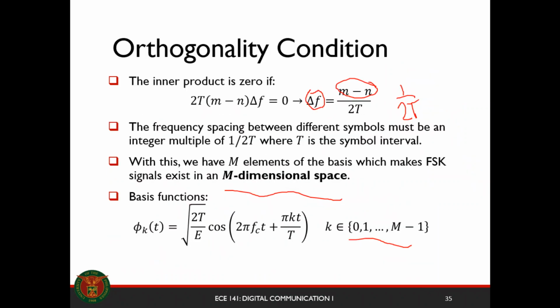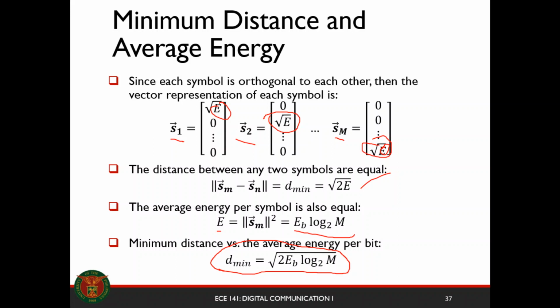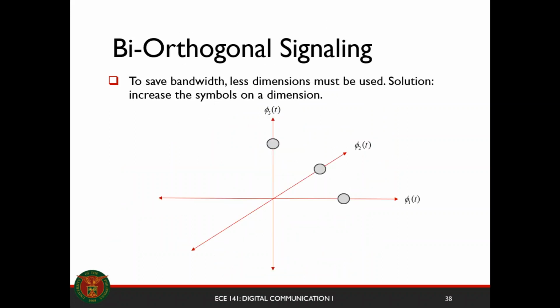QAM, FSK, and PSK. But we're not satisfied with that. Maybe we want to save more bandwidth. We can use what we call bi-orthogonal signaling. So to save bandwidth, fewer dimensions must be used.